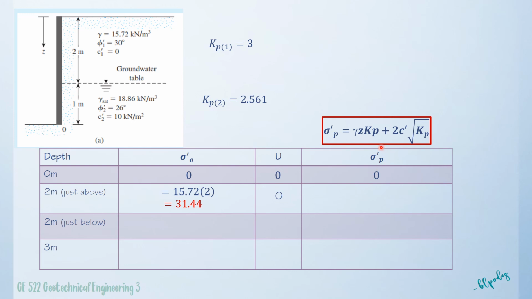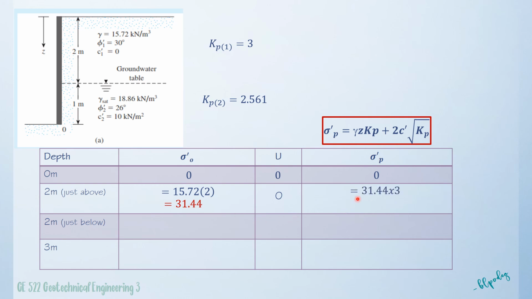And then solving for the passive earth pressure, notice that the first layer is cohesionless because c1 is equal to 0. So this term of the equation will be eliminated, because when we substitute 0 for c prime, it will just cancel out since it becomes 0. So we are left with this equation. Again, this unit weight multiplied by z is also your vertical stress, which is 31.44.